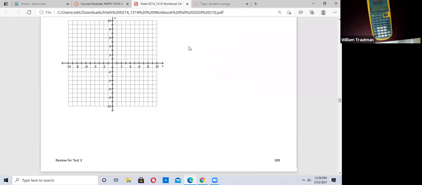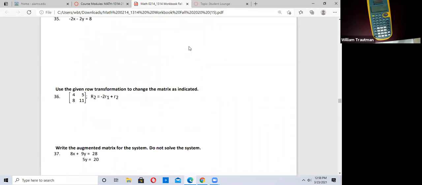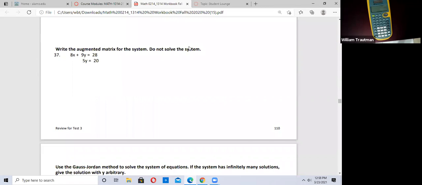What's 37 is next. Write the augmented matrix for the system. How easy is this? Make sure the x's and the y's are by themselves and the numbers on the other side of the equal sign. So this becomes 8, 9, and 28. Here, there's nothing for x, so we put a 0. For y, it's a positive 5, and for the number, it's 20. We're done. That is the augmented matrix.